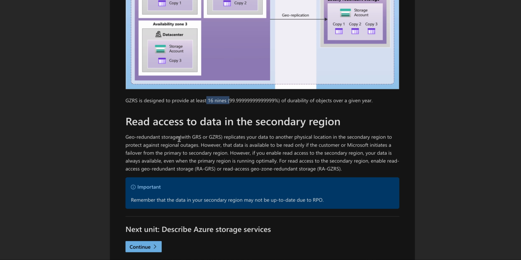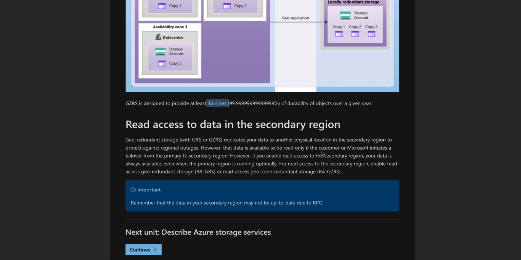So geo redundant storage with GRS or GZRS replicates your data into another physical location in the secondary region to protect against regional outages, which we just discussed. However, that data is available to be read-only if the customer or Microsoft initiates a failover from the primary to secondary region. However, if you enable read access to the secondary region, your data is always available even when the primary region is running optimally. So it's read-only.